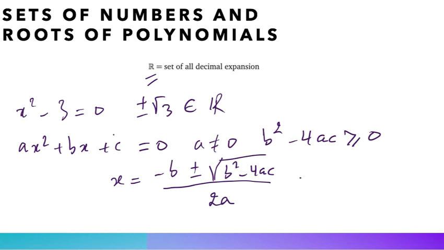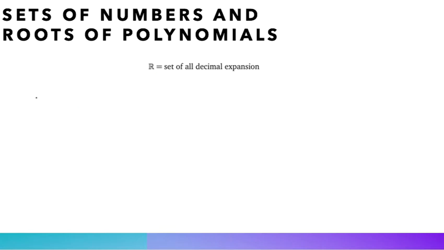Now we ask the same natural question: is the set of real numbers enough to solve all equations? The answer is still no. As you probably know from high school algebra, not all quadratic equations have solutions in R. For instance, the equation x squared plus 1 equals 0 does not have a solution in R, because this is equivalent to x squared equals minus 1, and we know that a square is never negative in R, which means that this equation is impossible.